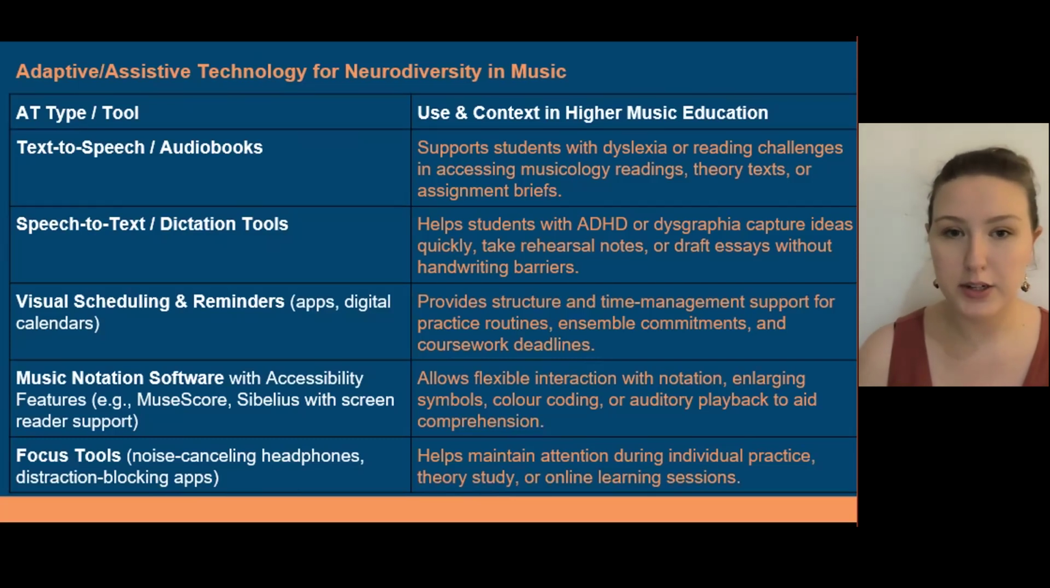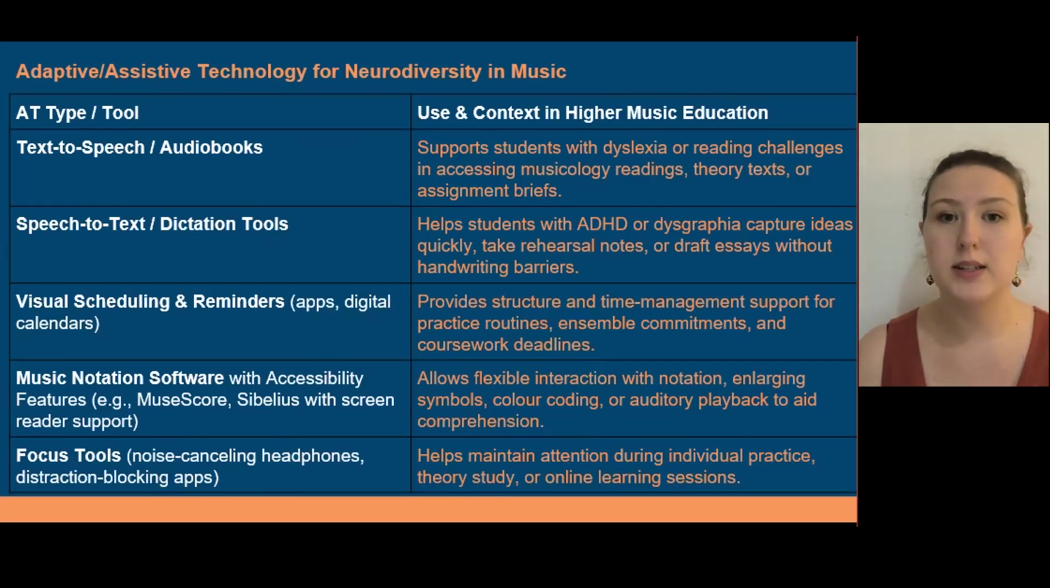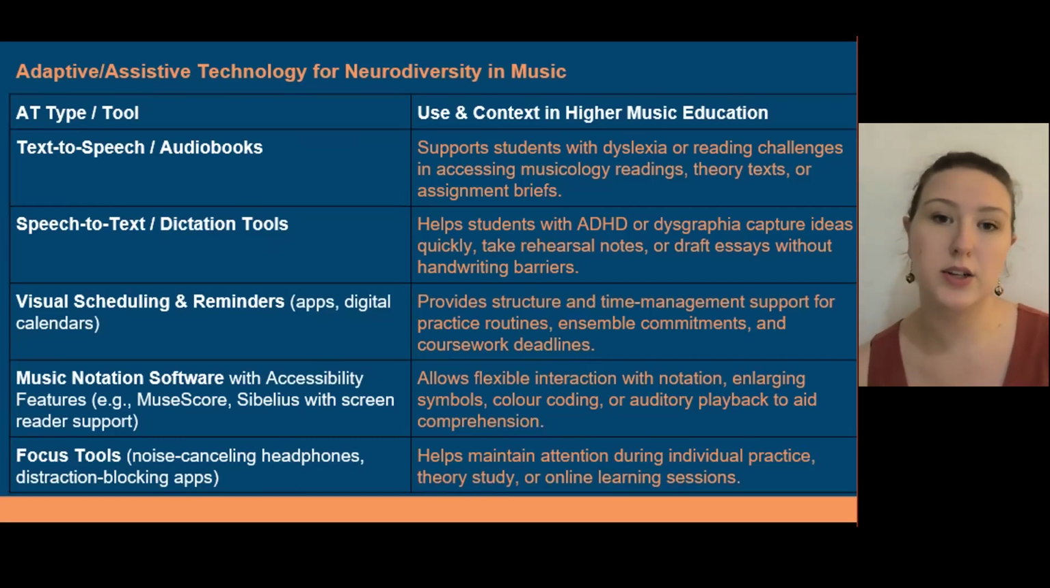Visual scheduling and reminders. These can be in forms of apps and digital calendars. And these are very helpful in providing structure and time management support, either for practice routines, ensembles, rehearsals, anything of the sort. And especially also, again, for students with ADHD, this can be very helpful in helping them manage their time.